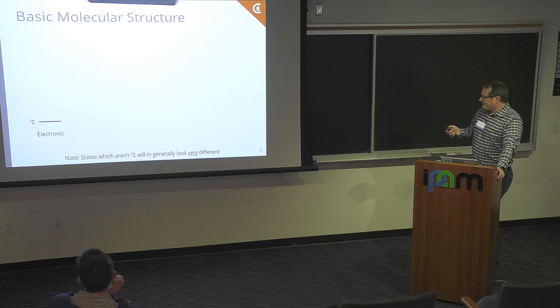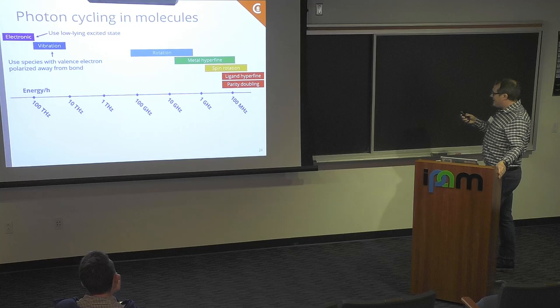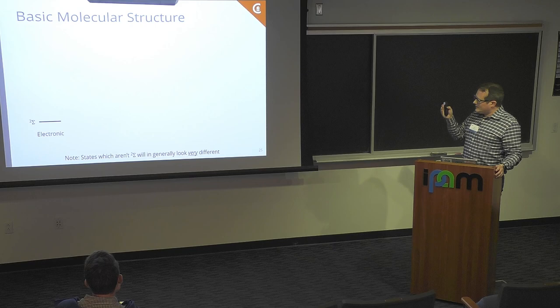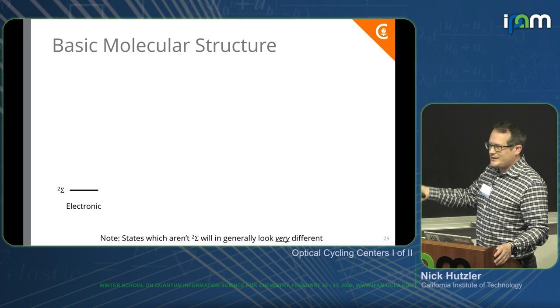So I'll have to say a little bit about some of the details of the molecular structure, at least for these simple molecules, which fortunately we can compactly discuss down to the single quantum level, which is handy. So you have the electronic state, which I said earlier was this doublet sigma state. By the way, things which aren't a doublet sigma will look completely different from what I'm about to draw. This is really just for these doublet sigma molecules.